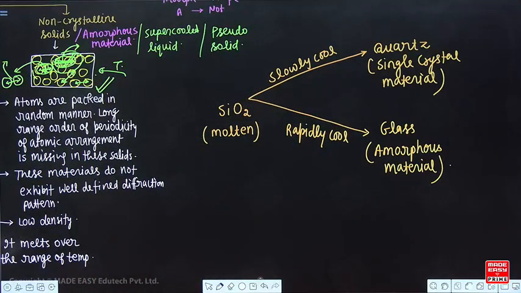Okay, next we can go for it. Yes, at high temperature, iron can be ashes. It can be converted easily into the desired shape. Quartz is a crystalline material.